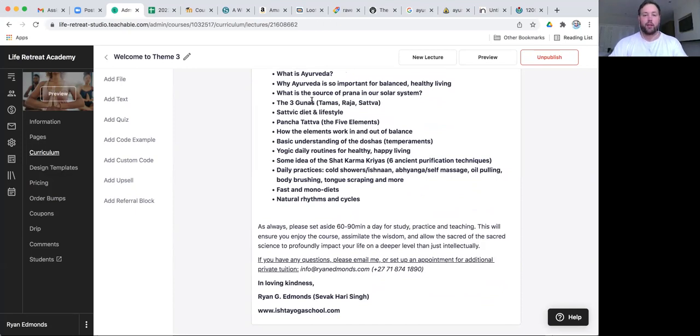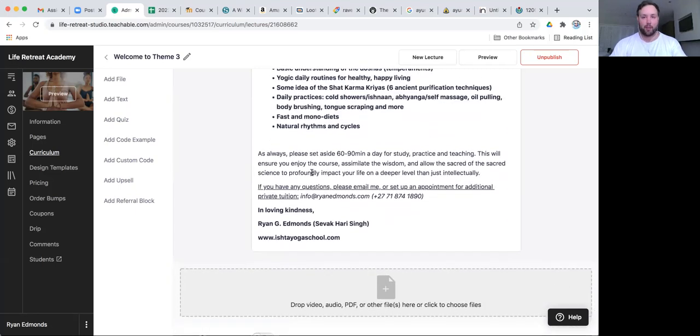We'll then have a look at the sattvic diet and lifestyle, the panchatattva, the five elements, how these elements work in and out of balance, a basic understanding of the doshas or the temperaments. And then we're going to have a look at some yogic routines, daily routines for healthy and happy living. We'll get a glimpse of the Shatkarma Kriyas, which we don't have capacity to go into in a 200-hour teacher training, but which are dived into in later, more advanced teacher trainings. These are the traditional six ancient purification techniques of Hatha Yoga.